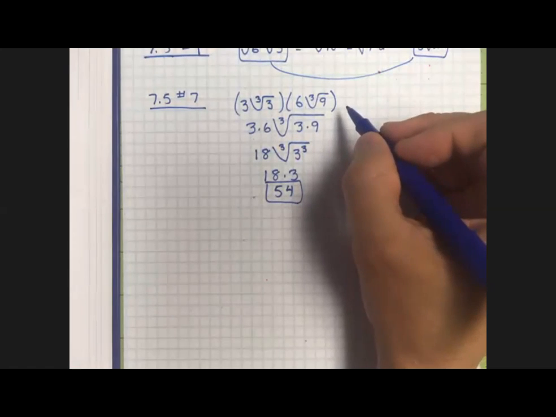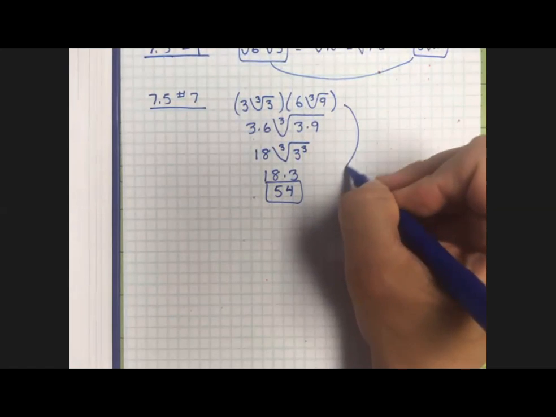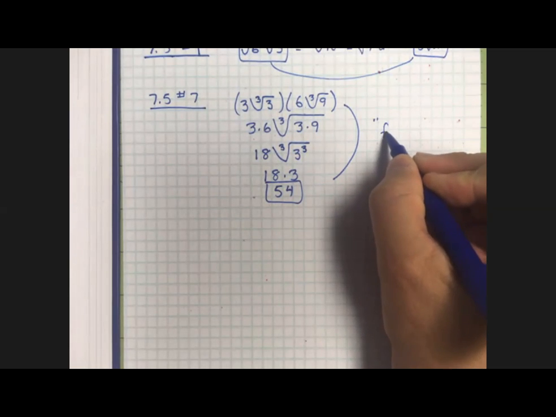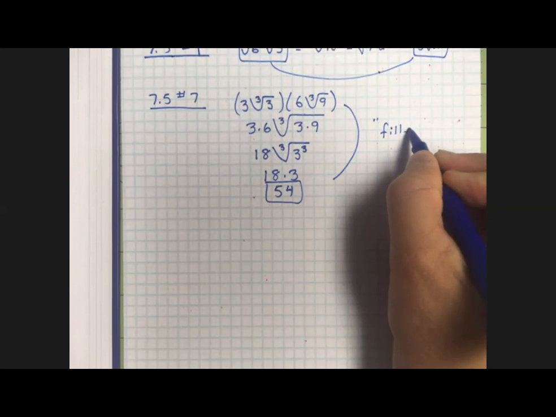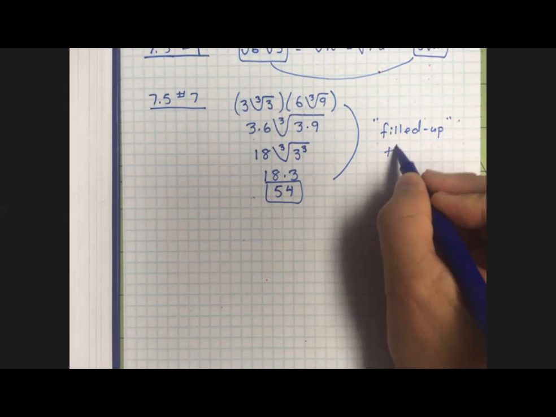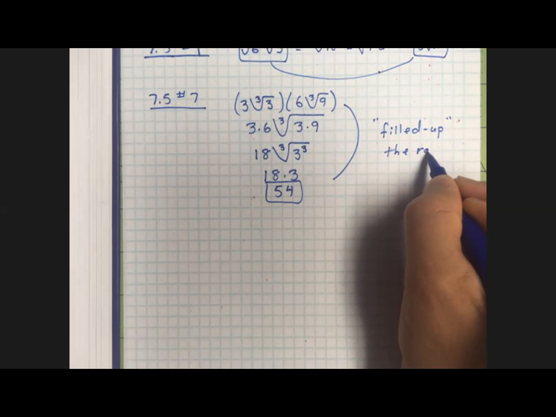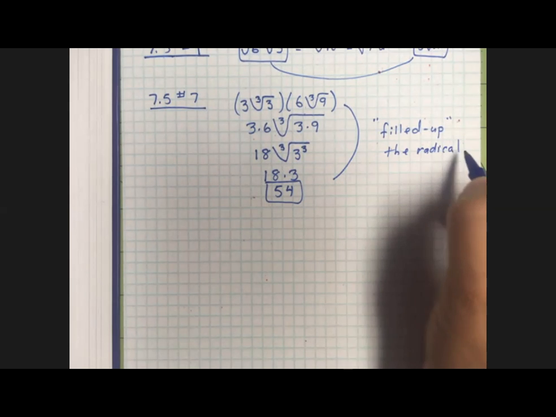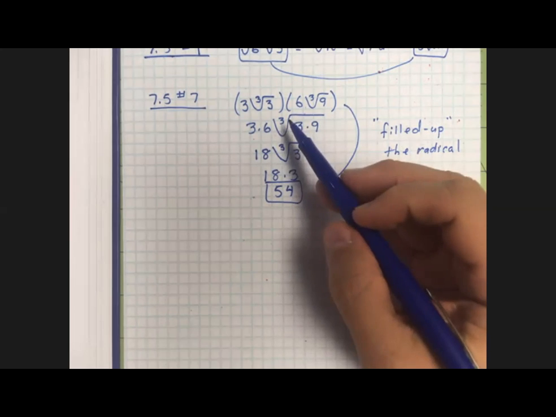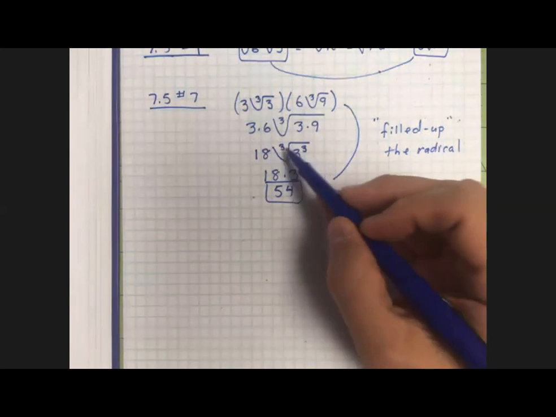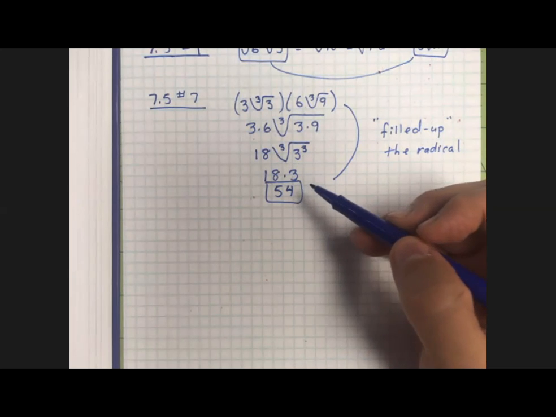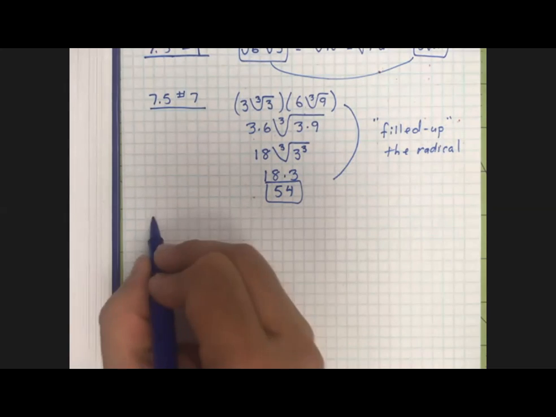This is a really important example that we're going to use in a second. And remember that phrase. It seems like I filled up the radical, or filled up the root. Now it was a perfectly full root, and so the root went away. Let's try something else.